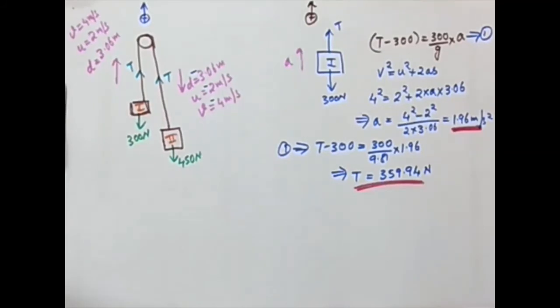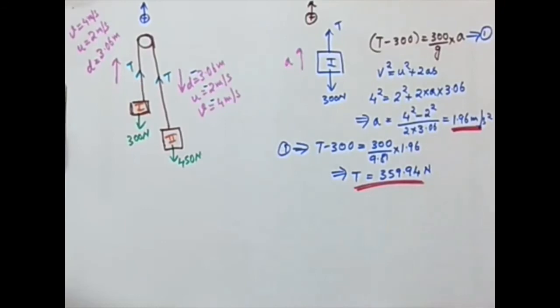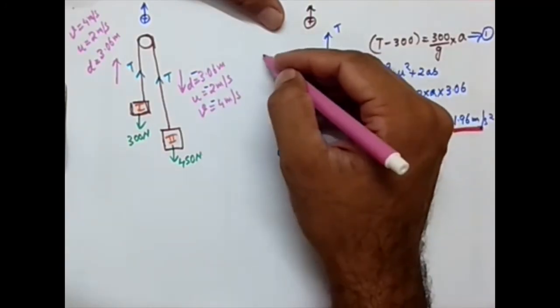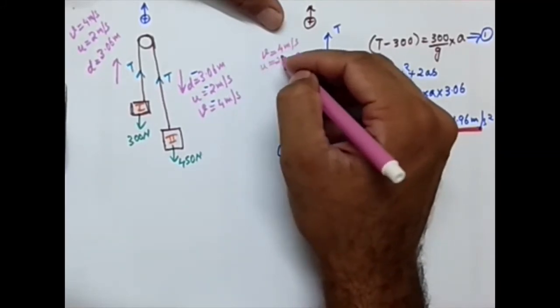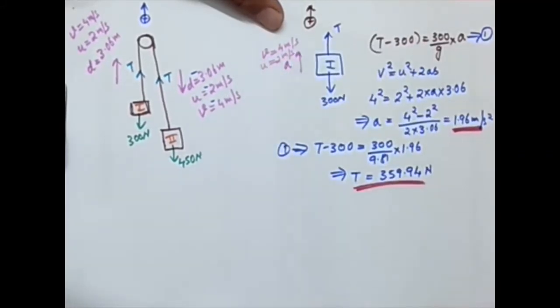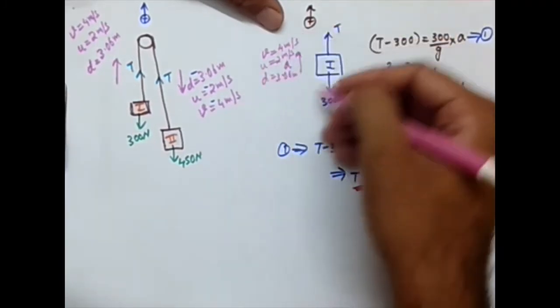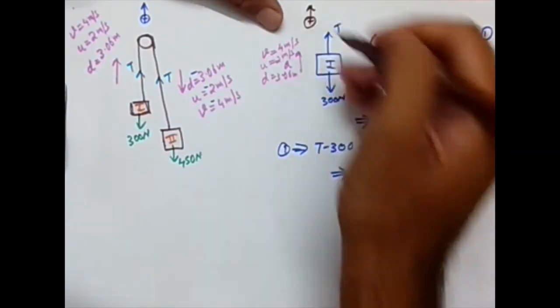If you don't want to use this, we can directly apply our work energy principle. Okay, so for work energy principle, I'm considering this same block. Now what are the parameters we have? We don't have the value of A, but we have the value of V as 4 meter per second, U as 2 meter per second, right? And the value of D is known, which is 3.06 meter. So if you have these many parameters, you can directly apply your work energy principle. I am applying the work energy principle.